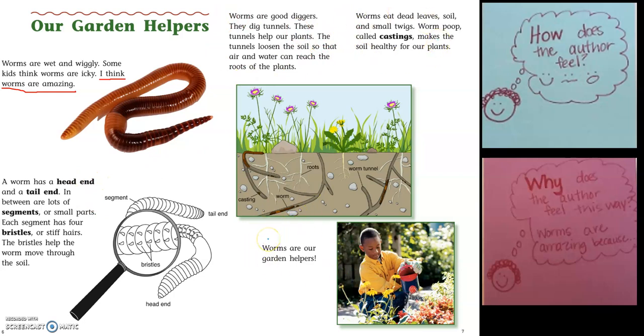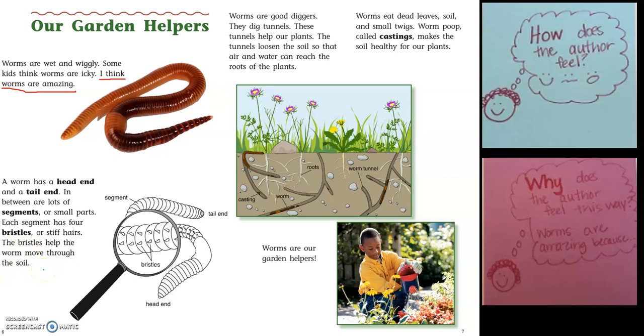So those facts are going to support why he thinks that worms are amazing. So I'll start. This passage says, a worm has a head end and a tail end. In between are lots of segments or small parts. Each segment has 4 bristles or stiff hairs. The bristles help the worm move through the soil.